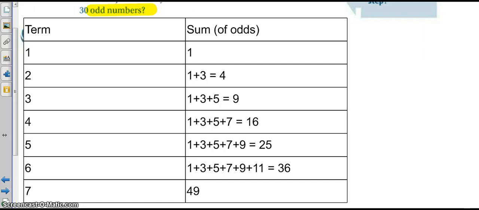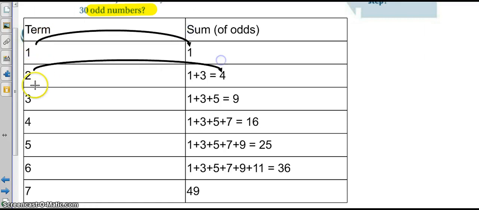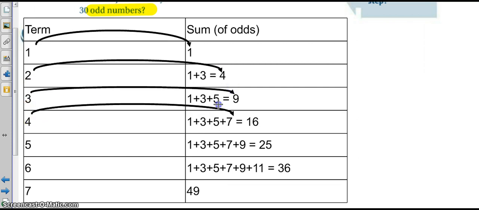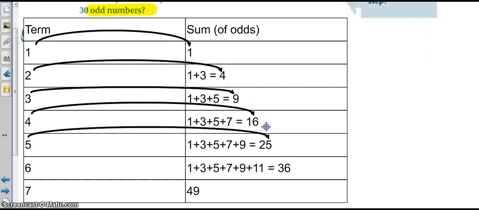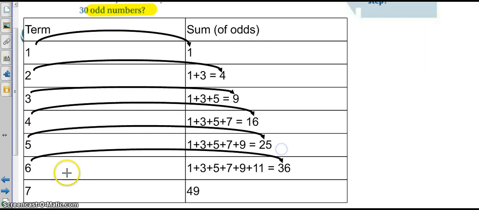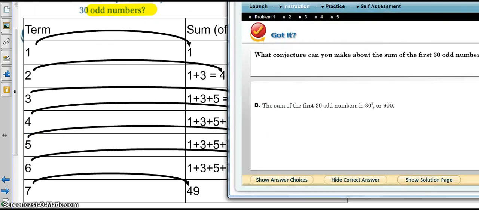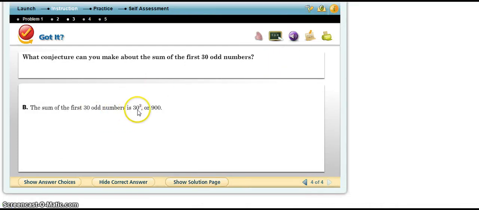You should ask yourself, how does 1 relate to 1? How does 2 relate to 4? How does 3 relate to 9? How does 4 relate to 16? And all these relationships have to be the same. Some kind of addition or multiplication or power. So the relationship that we see here is that we are taking the term number and squaring it. So 3 squared is 9, 4 squared is 16. So what we can tell is that all it will be is the term number squared. So the sum of 30 terms is just 30 squared, or 900.